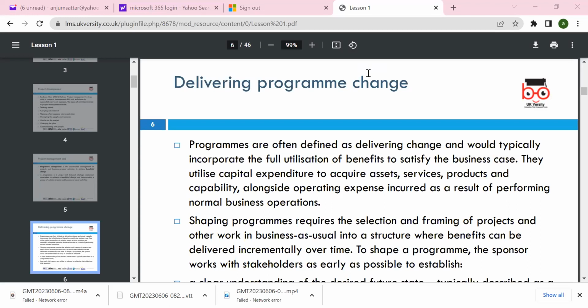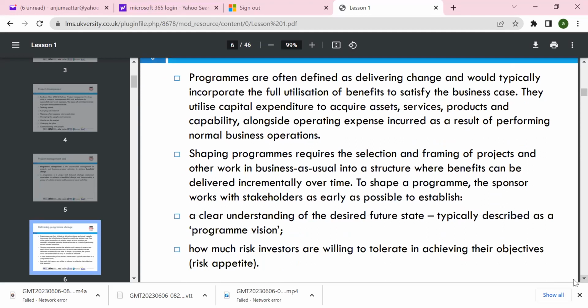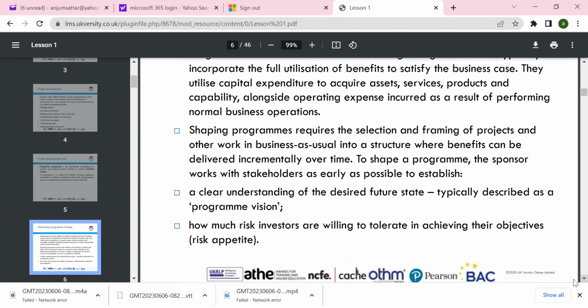So shaping the program requires forming a project, which we will go through. If you want the structure where the benefit can be delivered incrementally over time, in shaping the program, the sponsors and stakeholders all need to clearly understand the desired future state which you want: the program vision, where you want to see your project. Risk means the probability of something happening. So always measure the risk of the project.